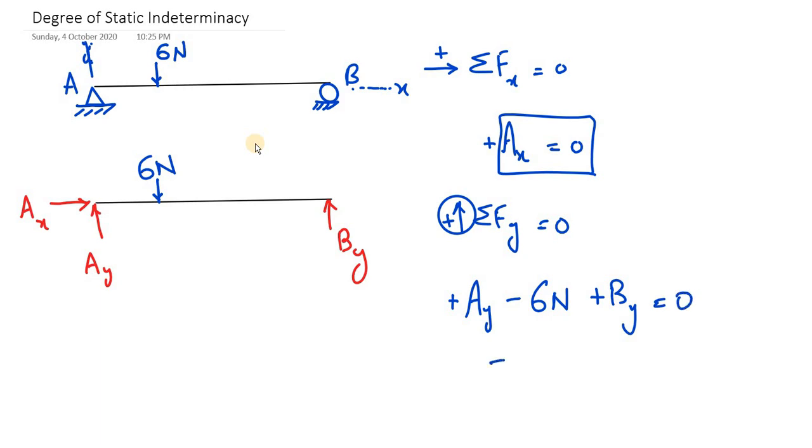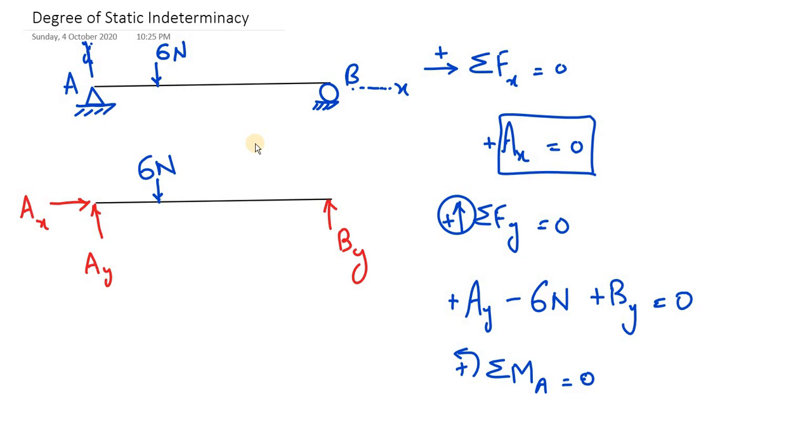All right, now we have another equilibrium condition, which is moment. Summation of moments should be equal to 0. Let's take summation of moments about A equal to 0. Again, I can choose any direction as positive. Let me choose this one as positive.